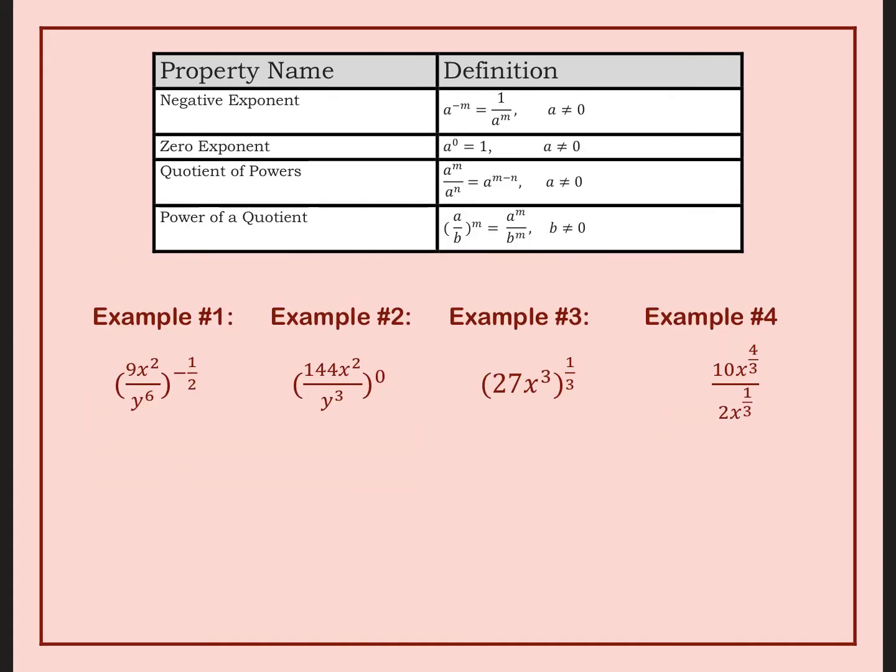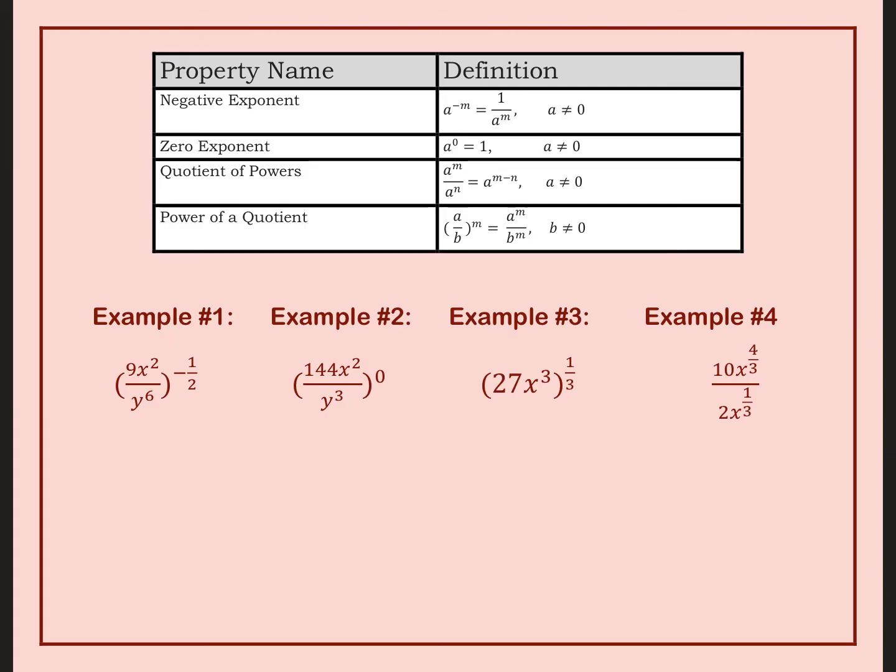Now we look at the next 4 properties. We have negative exponent, 0 exponent, quotient of powers, and a power of a quotient. Here are some examples if they were letters, but let's go ahead and do it now with just some numbers. Go ahead and write these down.